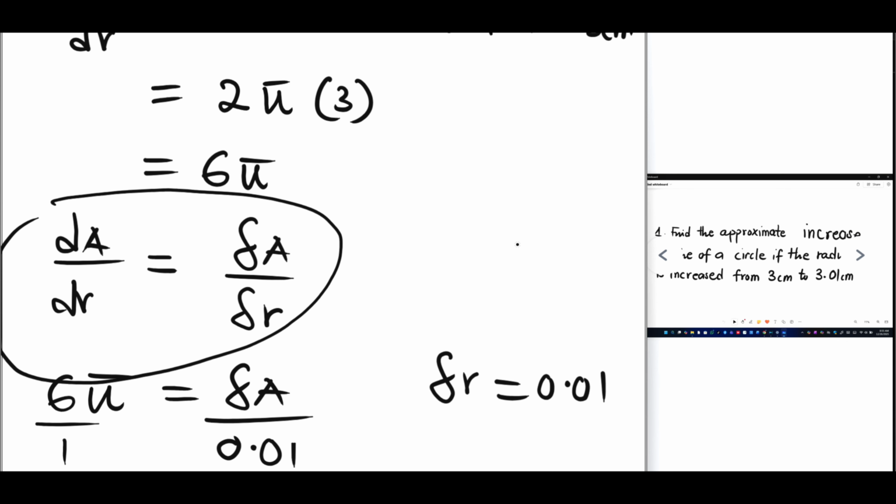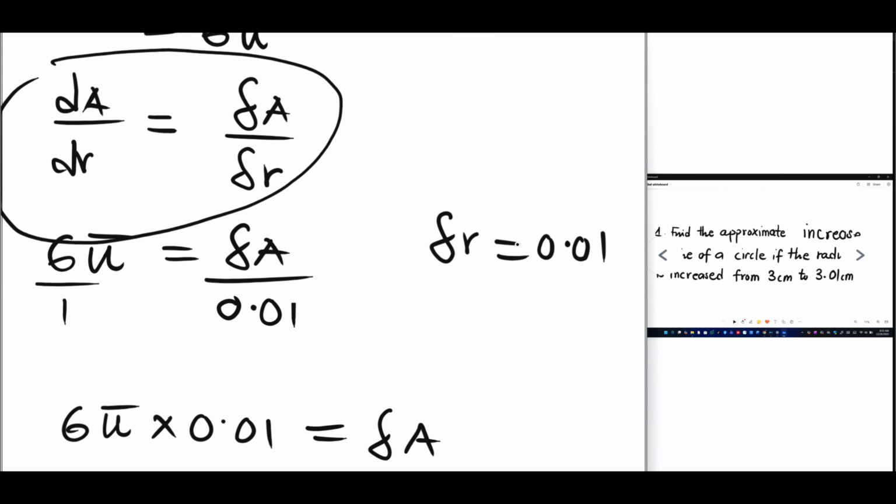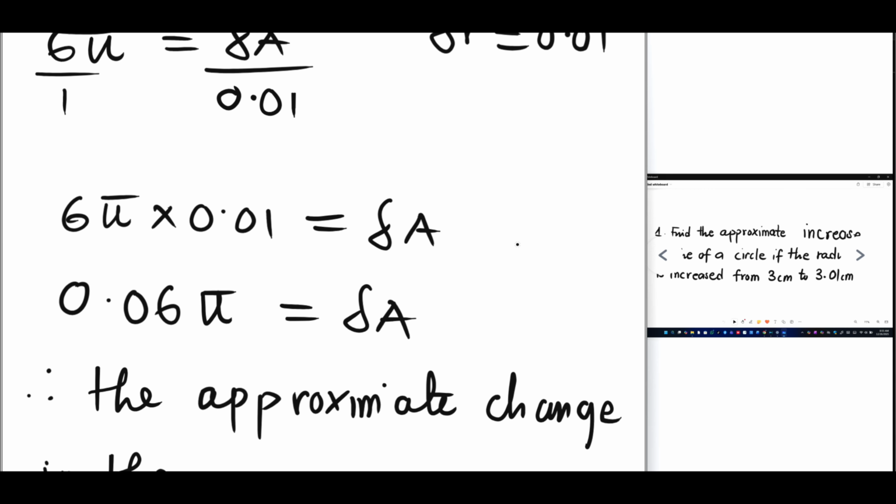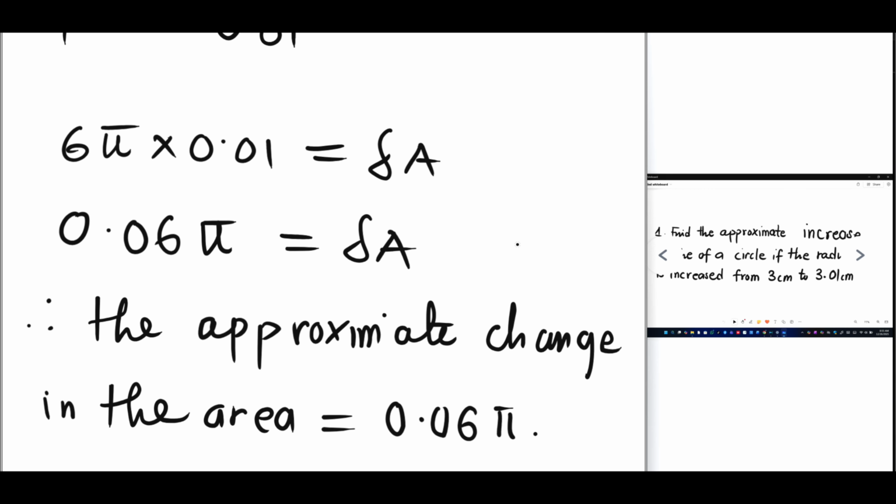We know the small change in radius to be the final radius minus the initial radius, which is 3.01 minus 3.00, and we had it to be 0.01. So in place of the small change in the radius, we are going to put 0.01 there. All right, then you make the small change in the area, which is the A, the subject, and that will give you the approximate change in the area when the radius increases from 3 to 3.01.